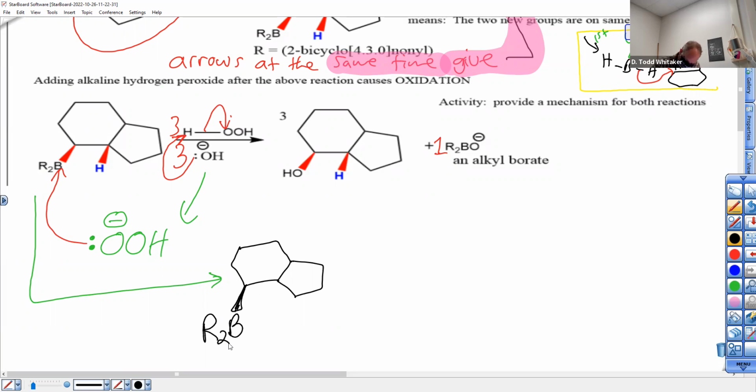And the new thing is, and then you tell me one more thing I have to put on here so I don't lose a half point. Don't say the blue H. I don't need the blue H. But there's something on boron that wasn't on boron before because this boron has 4 bonds.